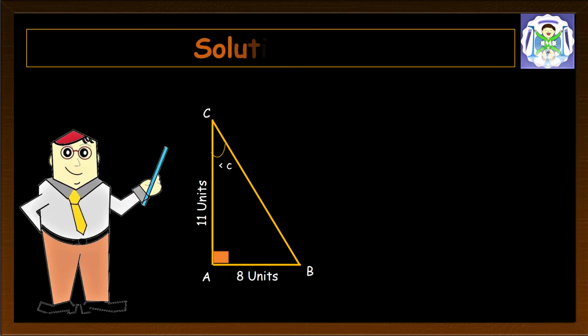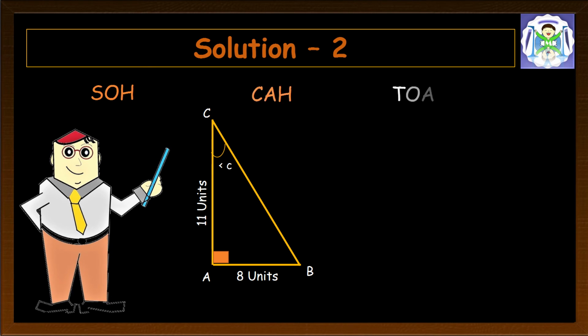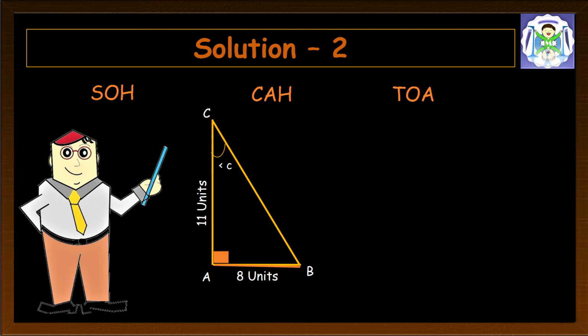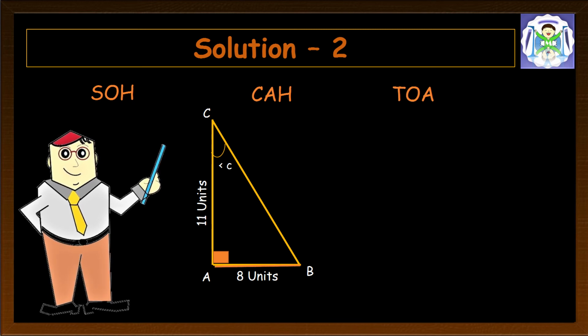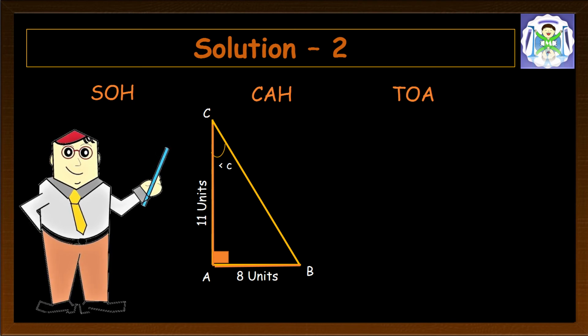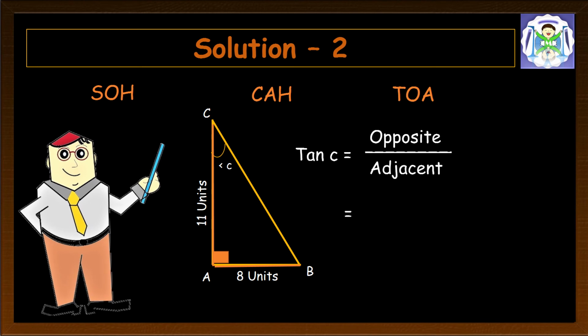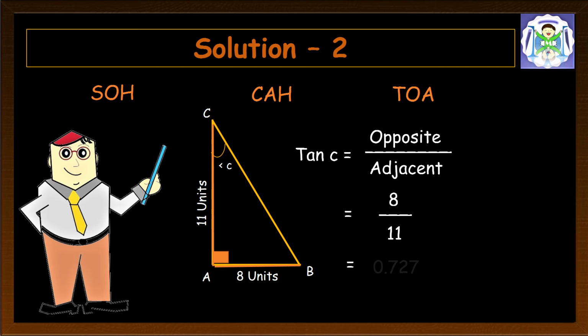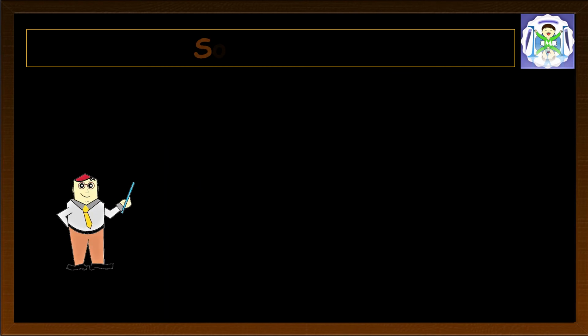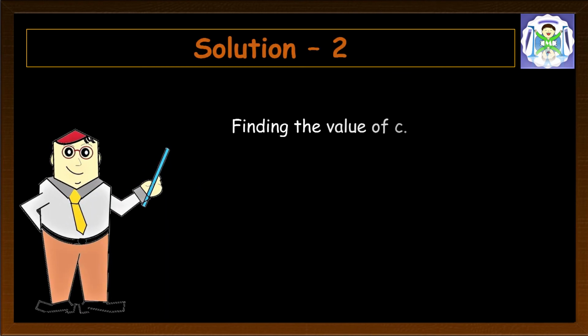Now you remember SOH-CAH-TOA. If we have to find angle C, then across from angle C is AB, which is called opposite. And AC is called adjacent. So if you see SOH-CAH-TOA, you can see that tan C is equal to opposite over adjacent. So we can find the value of tan C, which is 8 by 11, which is approximately equal to 0.727.